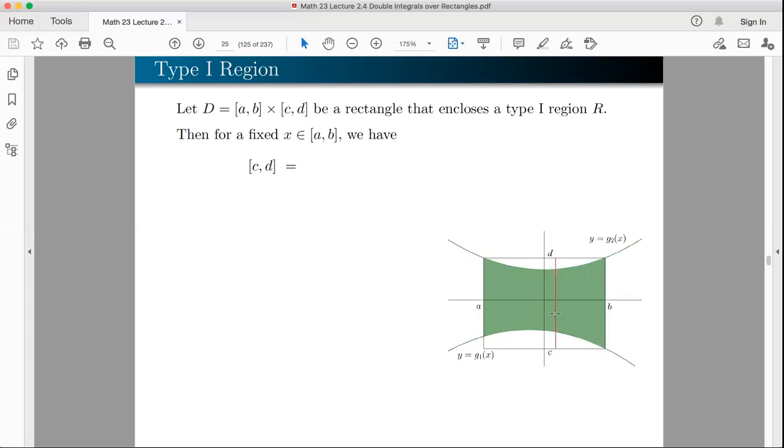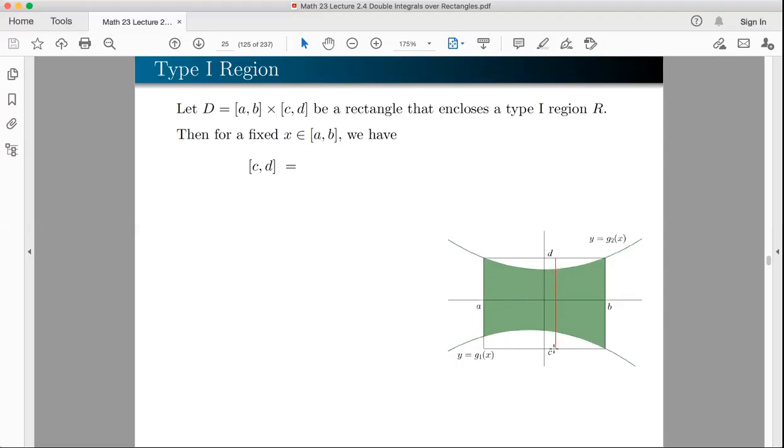The y interval from C to D can be partitioned into subintervals. So let's say we take a certain value of x here. Consider this red line there. So you have your x value here, and you have a particular g sub 1 of x there and a g sub 2 of x here.